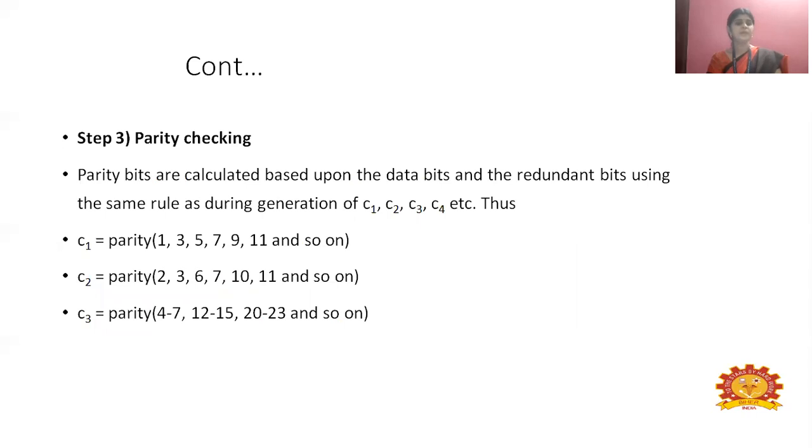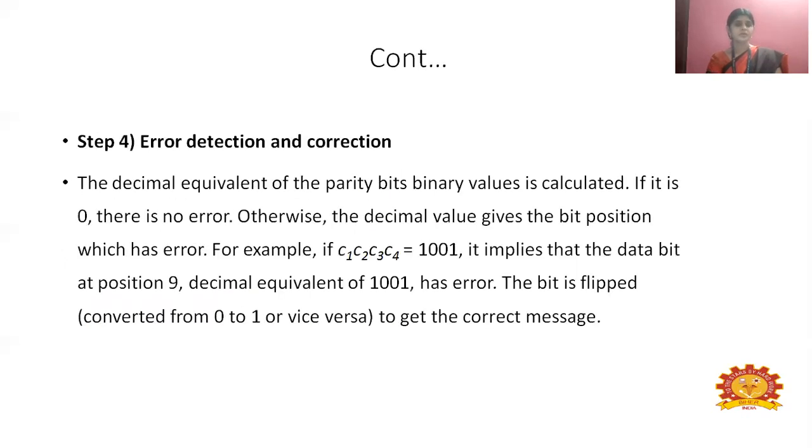Step 3, parity checking. The parity bits are calculated based upon the data bits and the redundant bits using the same rule as the generation of C1, C2, C3, C4, etc. C1 is the parity of 1, 3, 5, 7, 9, 11, and so on. C2 is the parity of 2, 3, 6, 7, 10, 11, and so on. C3 is the parity of 4 to 7, 12 to 15, 20 to 23, and so on.